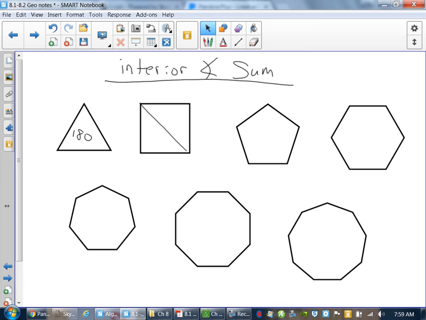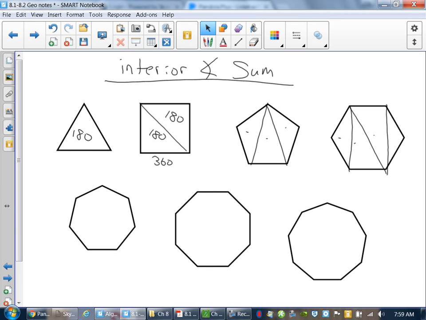Each triangle has how many degrees? Which means how many are in a quadrilateral? 360. Pentagon: how many triangles can I throw in? Three, so we have 1, 2, 3 of them, which gives 540. And the next one is how many? Four. Then just keep going: just add 180 each time.